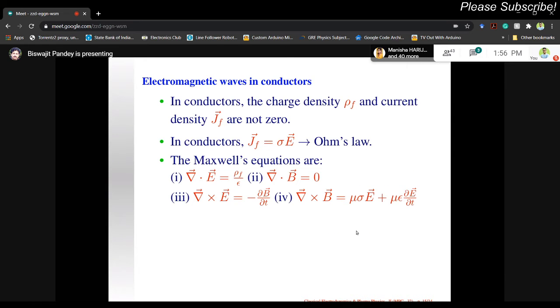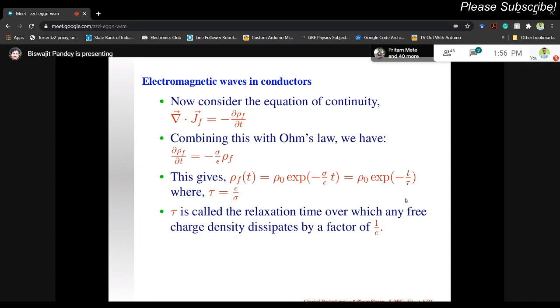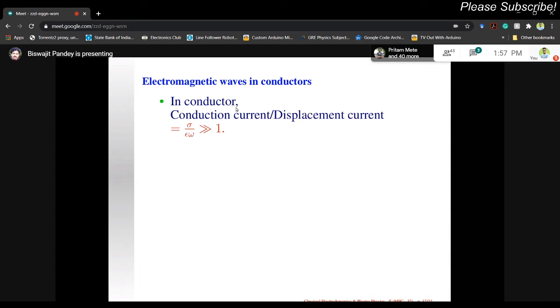Mu gets cancelled. Sigma, and there is an omega term coming out from the time derivative. So sigma divided by epsilon omega is the quantity which is of importance here. If you take the ratio between the conduction current and the displacement current, that comes out to be sigma by epsilon omega. And if it is much larger than 1, then you decide that this conductor is a good conductor. Naturally, if sigma by epsilon omega is much greater than 1, then what happens?